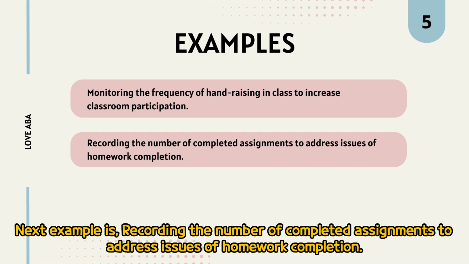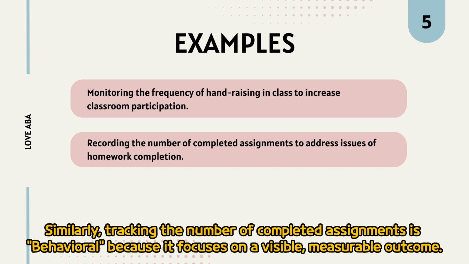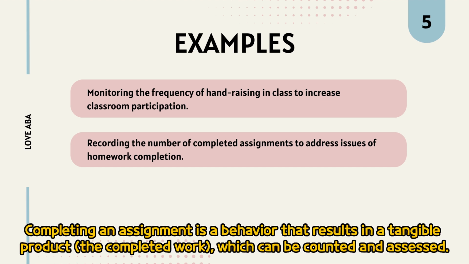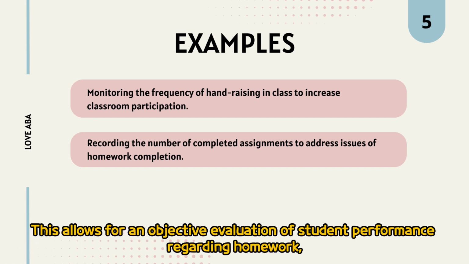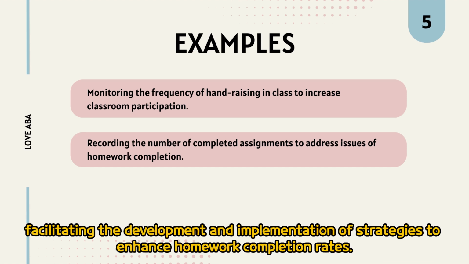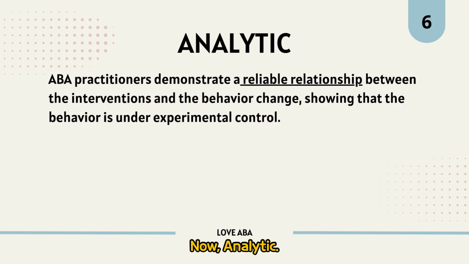Next example is recording the number of completed assignments to address issues of homework completion. Similarly, tracking the number of completed assignments is behavioral because it focuses on a visible, measurable outcome. Completing an assignment is a behavior that results in a tangible product, the completed work, which can be counted and assessed. This allows for an objective evaluation of student performance regarding homework, facilitating the development and implementation of strategies to enhance homework completion rates.